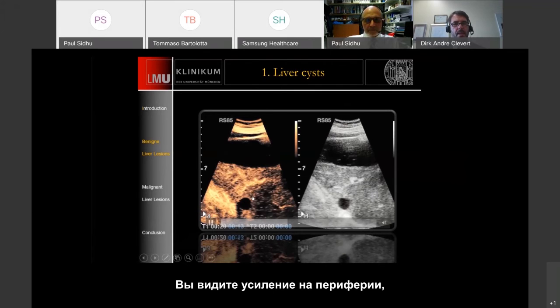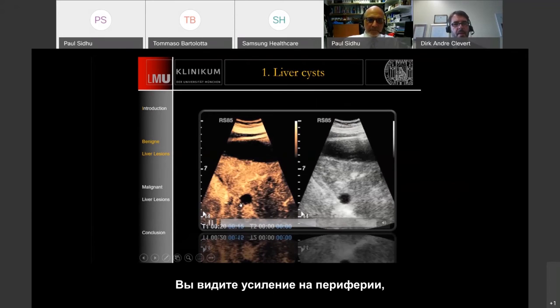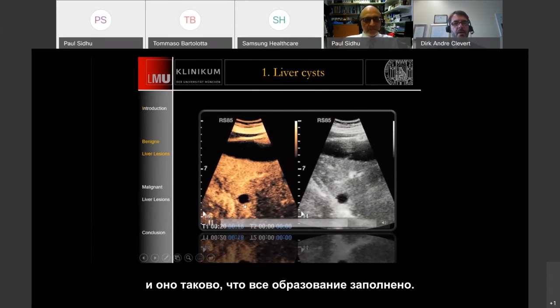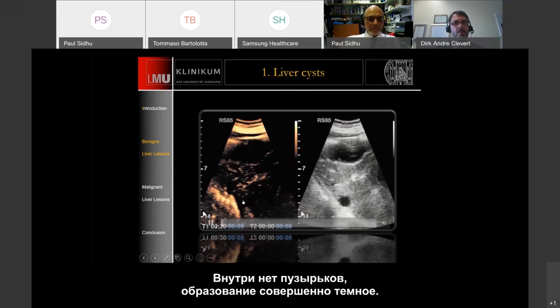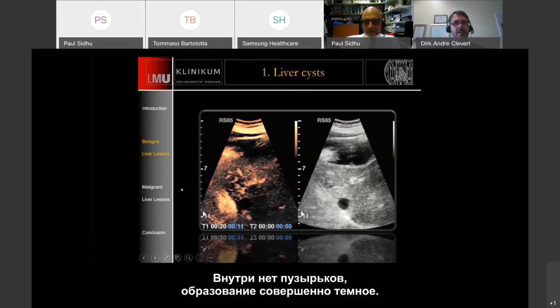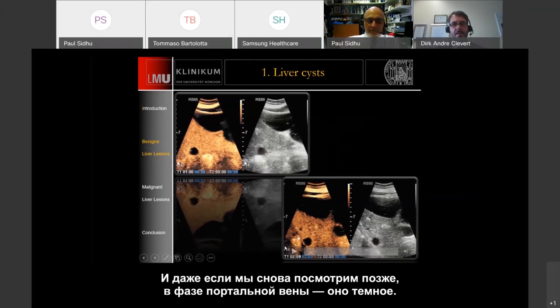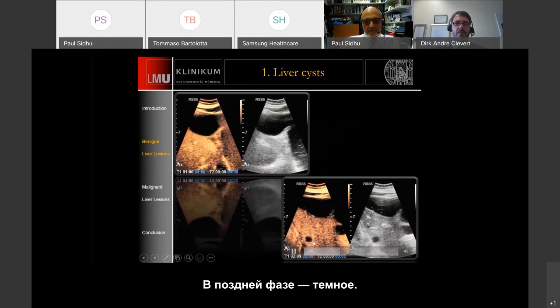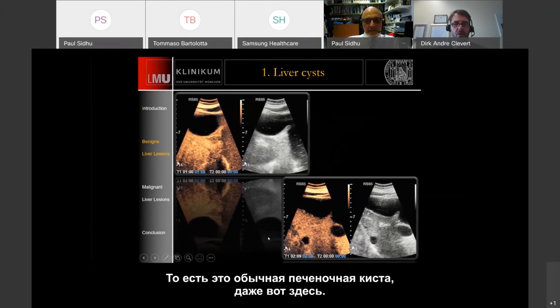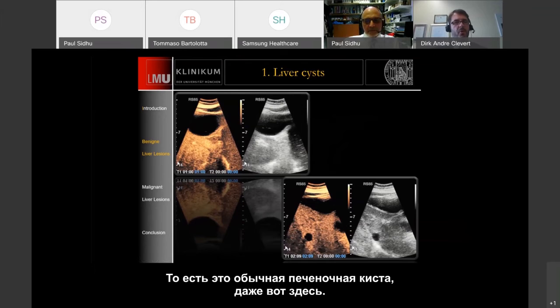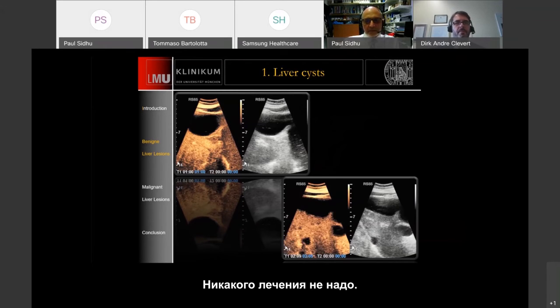You see an enhancement in the periphery, but the lesion is completely filled. There's no bubbles inside, so completely dark. And even if we go to the later portovenous phase, it's dark. Late phase is dark. So it's just a normal liver cyst. Even here, no need for treatment.